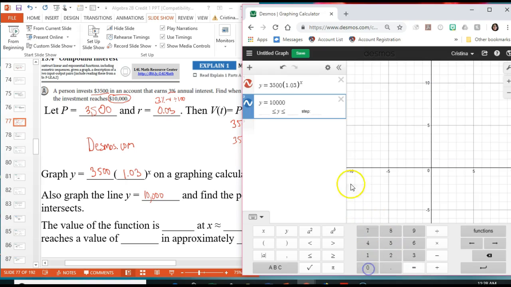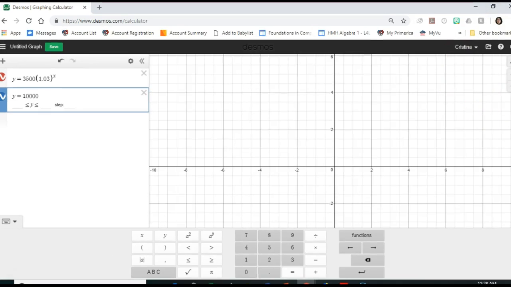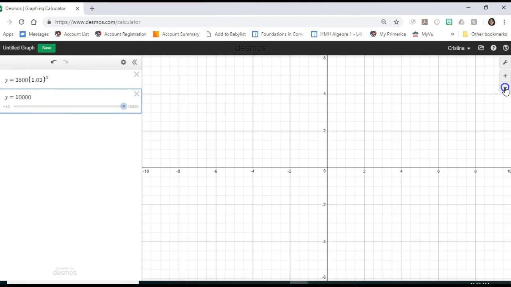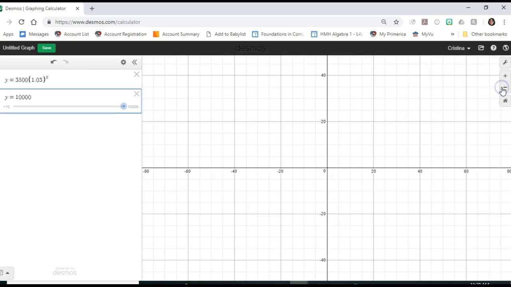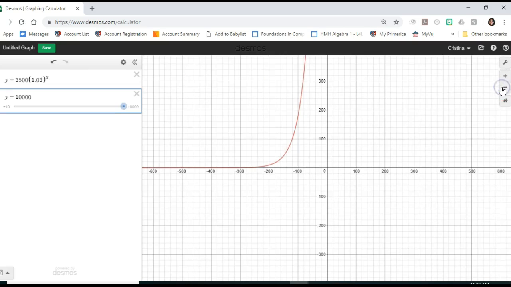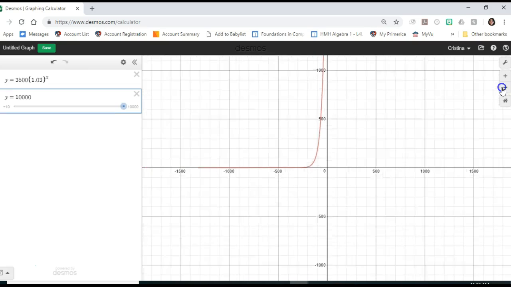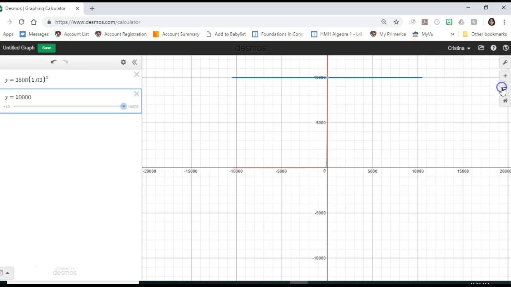Now as you can see, there's nothing on my graph, right? So let's go ahead and zoom out a little, just like it says here. We're going to continue to zoom out until, oh, there's the graph. And you'll see at some point there's the line. So it looks like this line and this amount meet at a certain point.